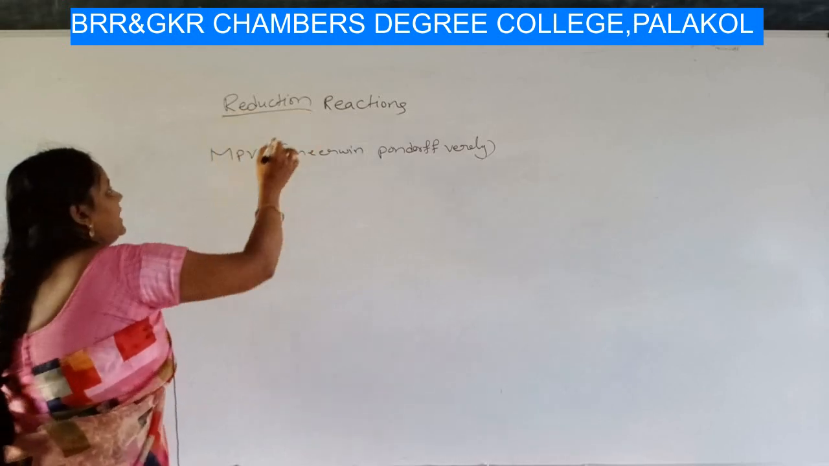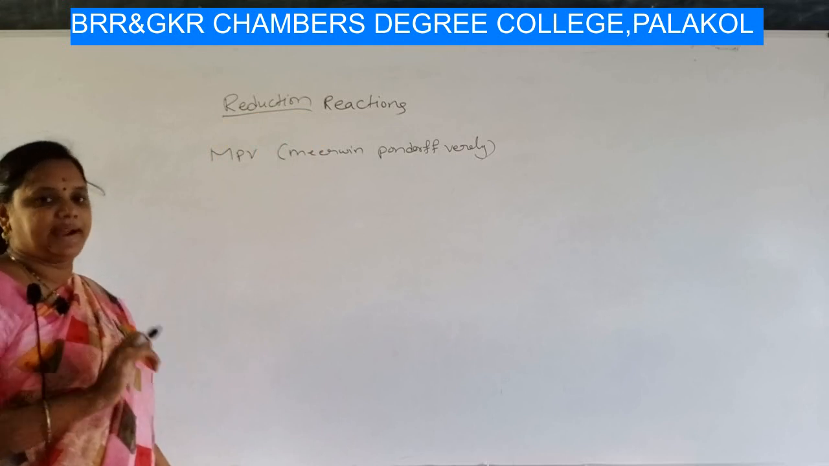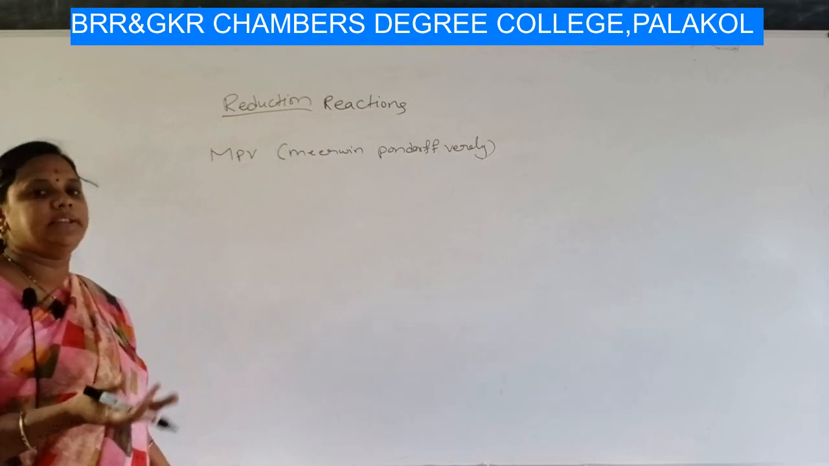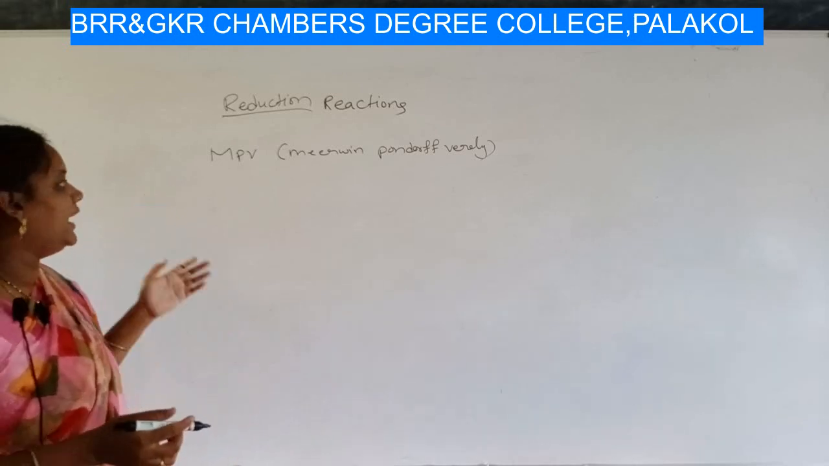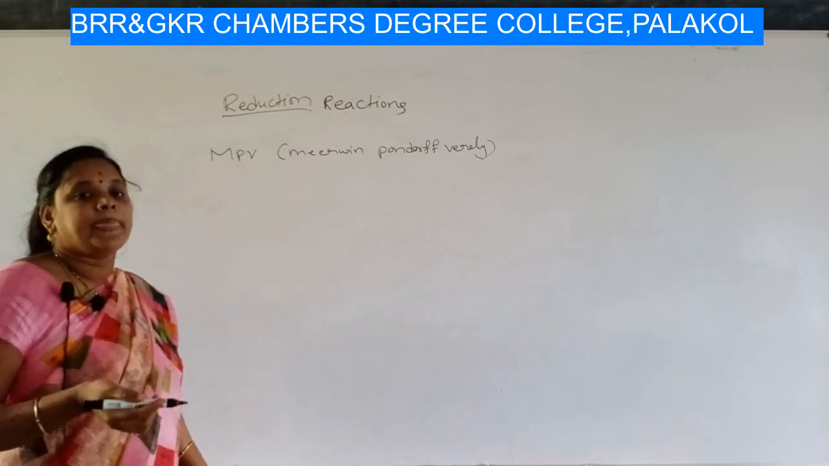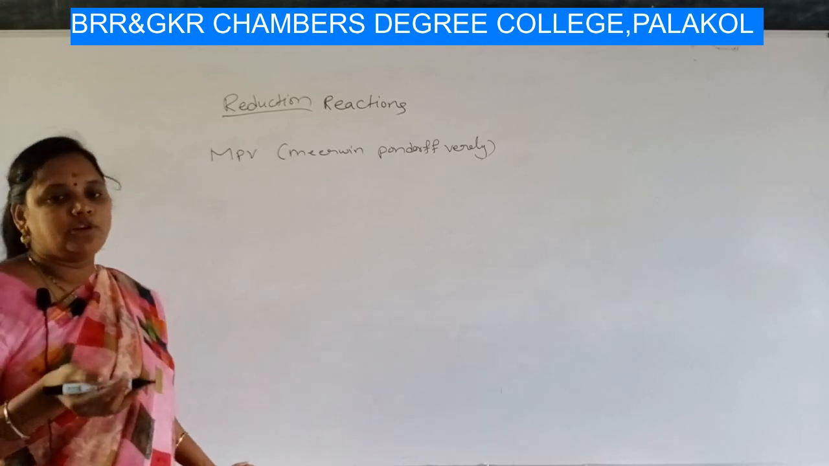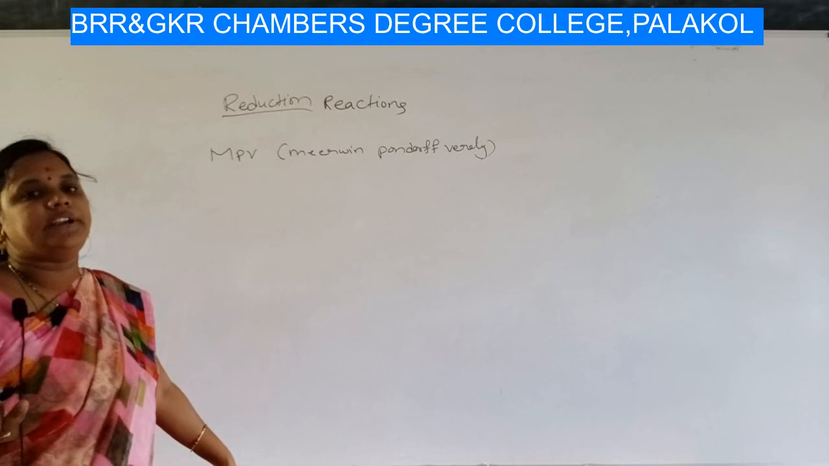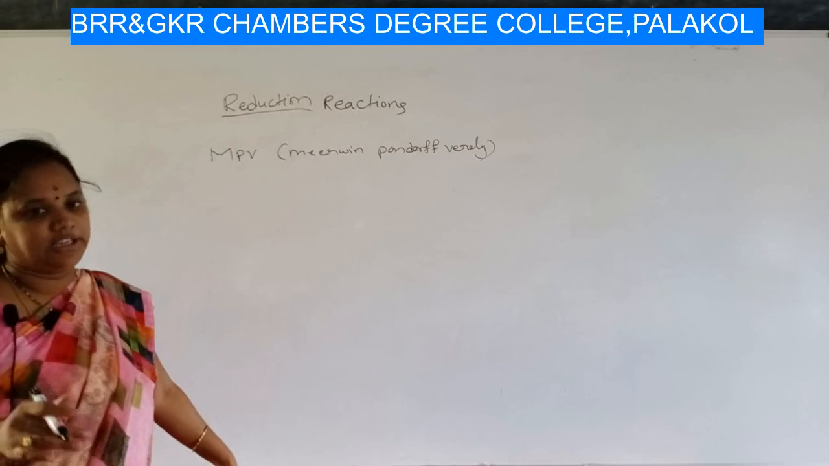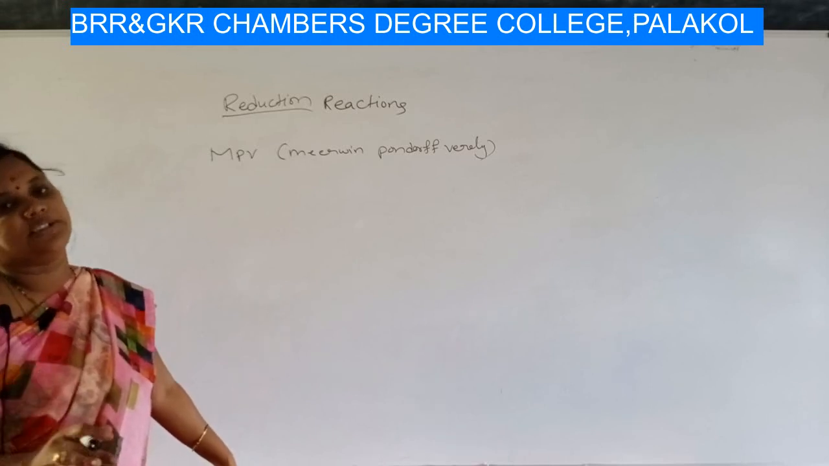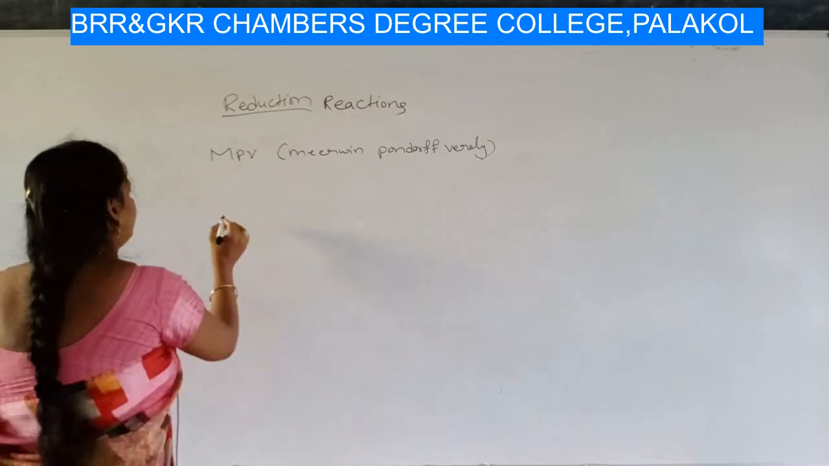What happens in a reduction reaction, students? The oxygens are removed or the hydrogens are added. What happens in the case of Meerwein-Pondorf-Verley reduction? According to Meerwein-Pondorf-Verley reduction, when ketones are treated with isopropyl alcohol in the presence of aluminium isopropoxide, they get converted into alcohols. Let us write the reaction, students.